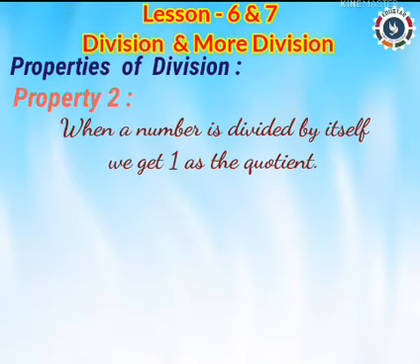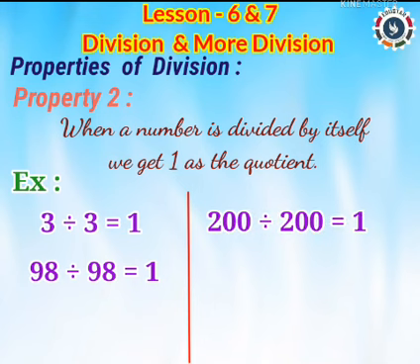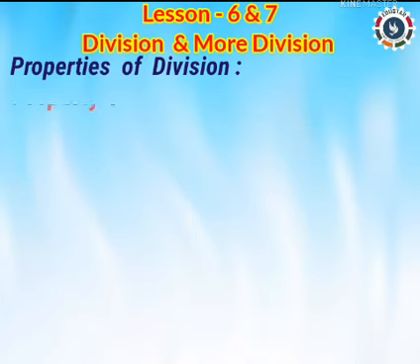Next, property number 2. When a number is divided by itself, we get 1 as the quotient. For example, 3 divided by 3 is 1. 98 divided by 98 is 1. 200 divided by 200 is 1. Now you try this. 75 divided by 75 is? Correct, 1. 2 divided by dash is 1. Correct, 2. Dash divided by 6 is 1. Yes, 6.